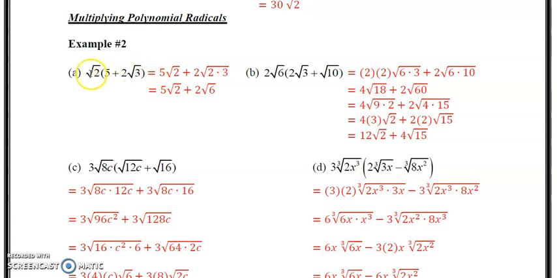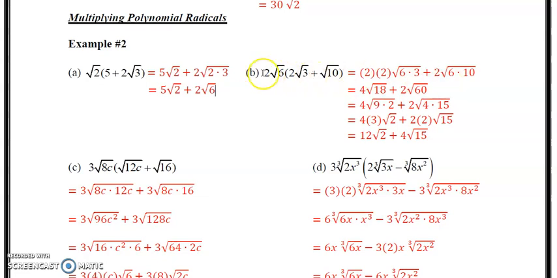So the square root of 2 times 5 is just 5 root 2, 5 in front. And then the 2 root 3 multiplied by root 2 becomes 2 square root 2 times 3, which becomes square root 6, and that's it. We can't do anything further with that. That is simplified. It can't go any further.